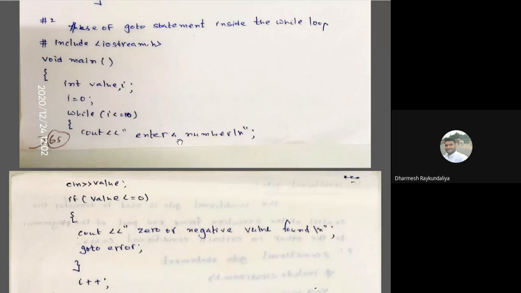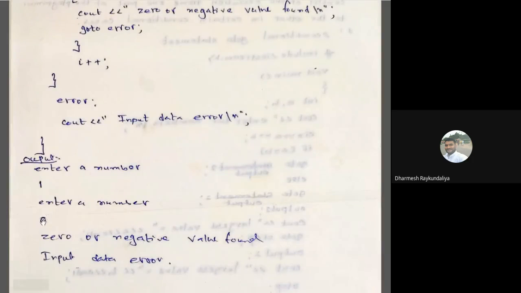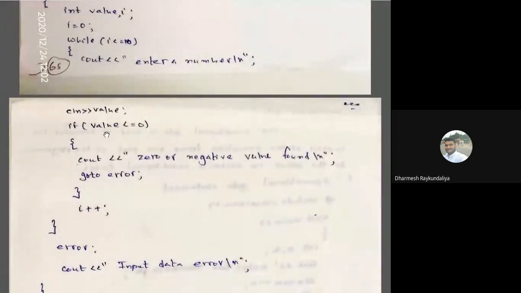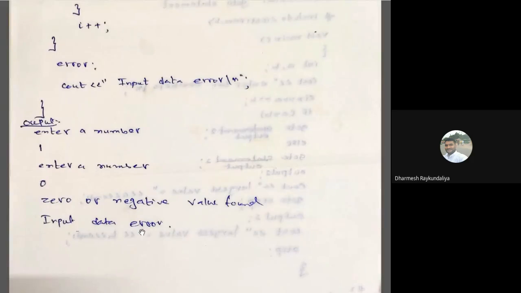Again, it is printing the message. Enter the number. So you entered 0. So what happened? 0 is less than equal to 0. Yes. So it will print the message 0 or negative value found. Go to error. That means input data error. And last it will print the input data error. Is that clear?